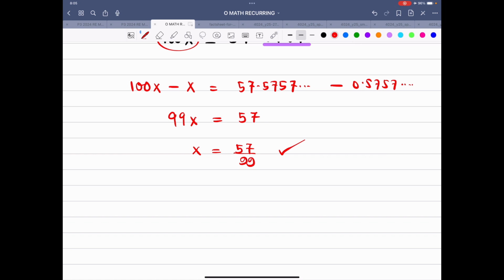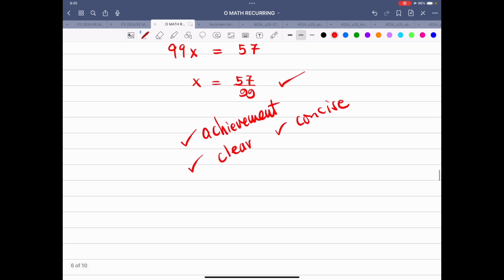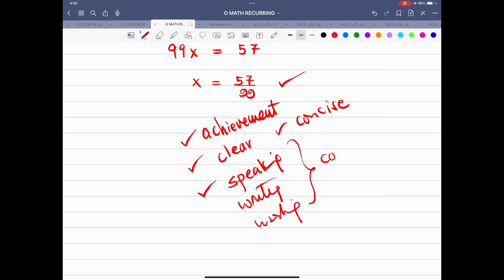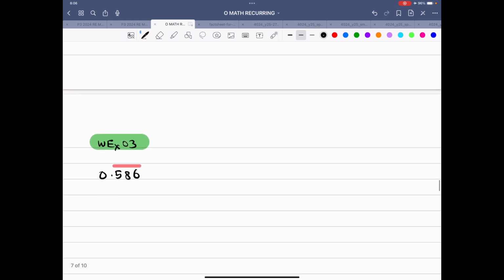So it's a very, very interesting topic. I mean, in maths, you have to take interest. You get a feel, a sense of achievement. Once you get that sense of achievement, once you have your concepts clear and concise, and you are speaking, writing and working in a coherent manner, you are all set for your desired grade, which is an A star, and I'm making you work towards that. So let's get started with the third example.